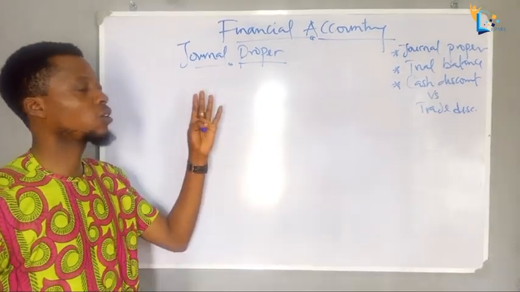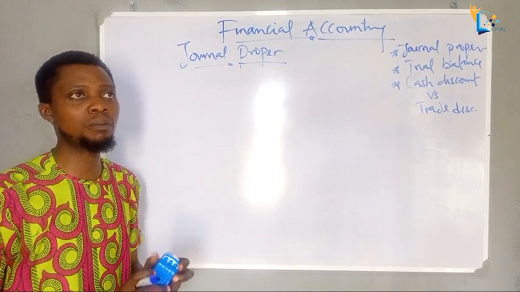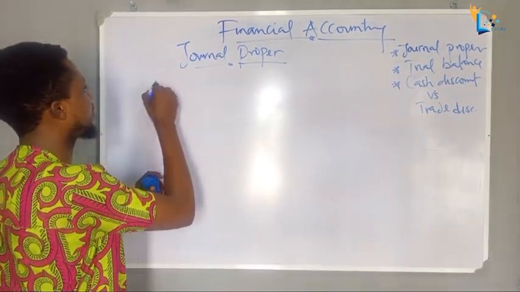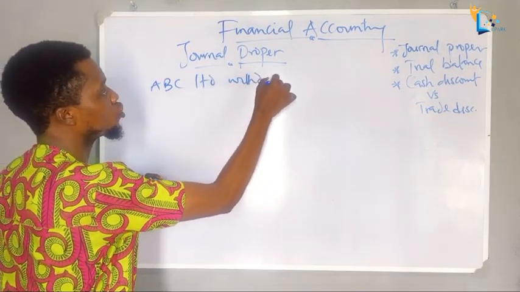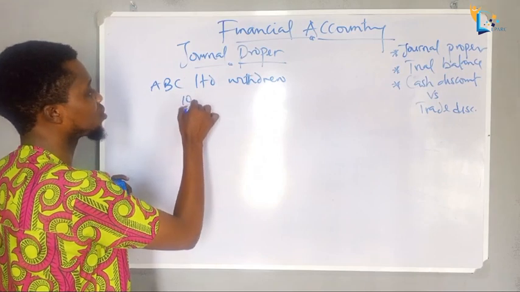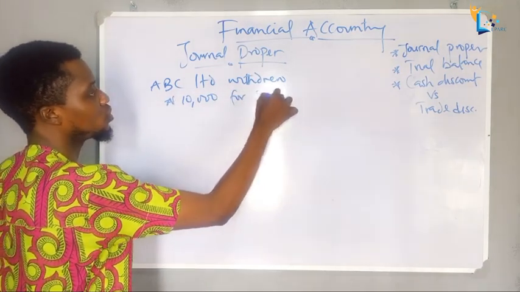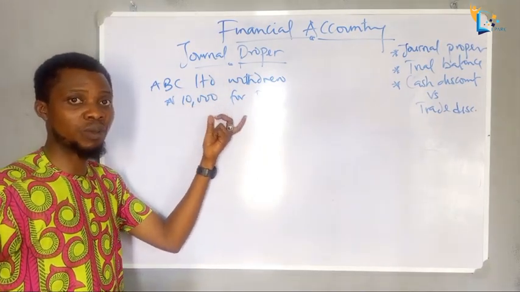Now, for goods withdrawn by business owner for personal use. Let's say, for example, we have a business owner, let's say ABC Limited. ABC Limited withdrew goods worth 10,000 naira for personal use. ABC Limited withdrew goods worth 10,000 naira for its personal use.